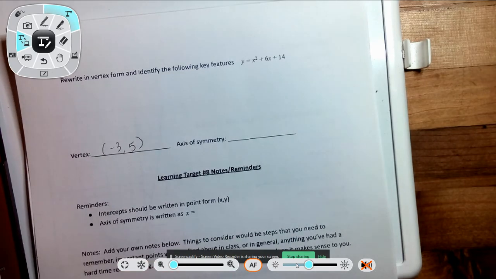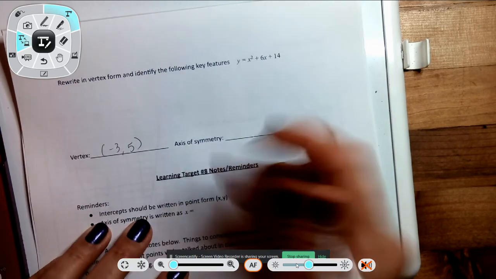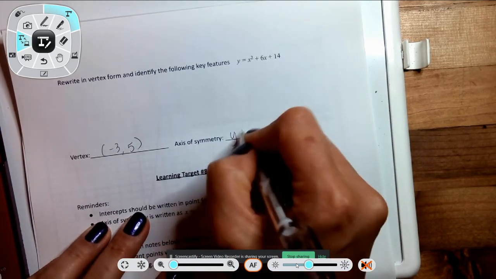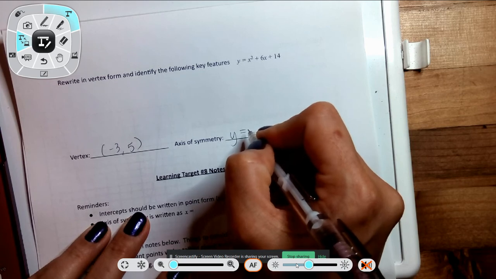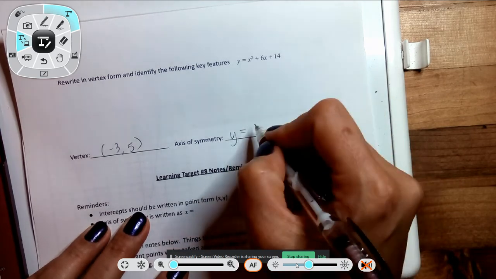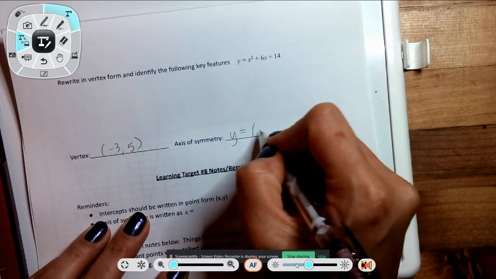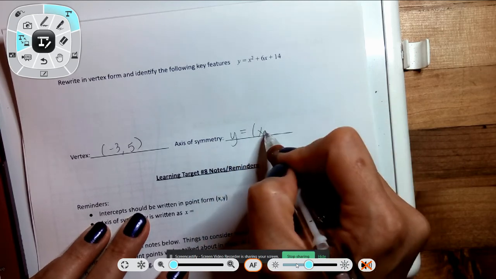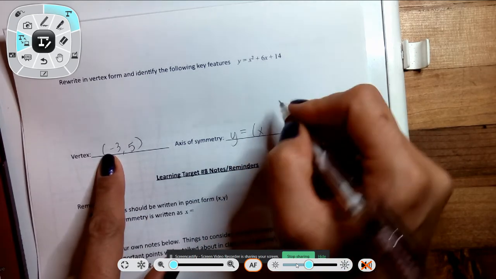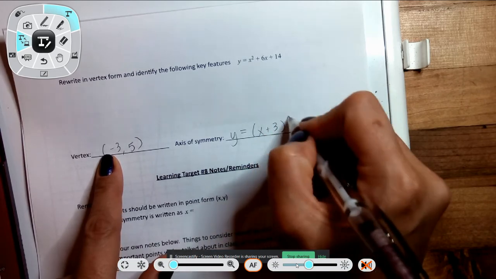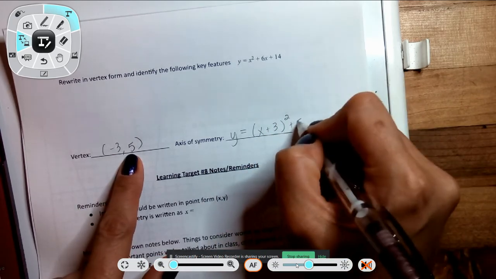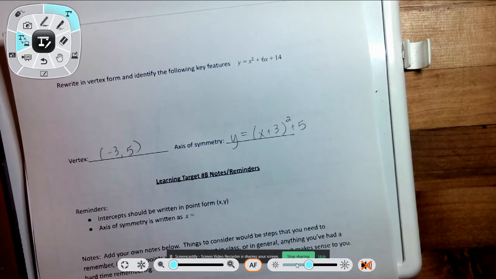Okay, so now that I found my vertex, now I'm actually going to write that in vertex form. So if you remember, that's y equals, we have no indication that it's any other a value, okay? And then it's going to be x. Normally it would be minus a negative 3. So that's going to become plus 3 squared and then plus 5. And there's your vertex form.